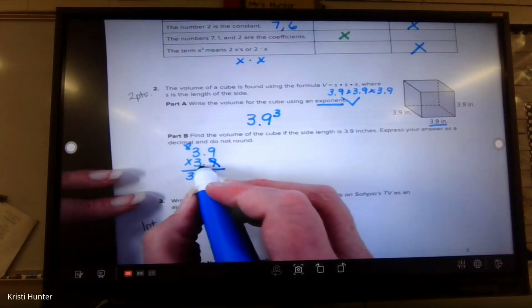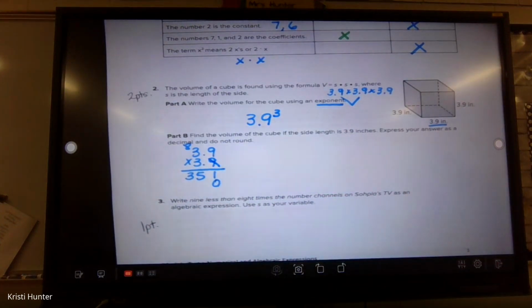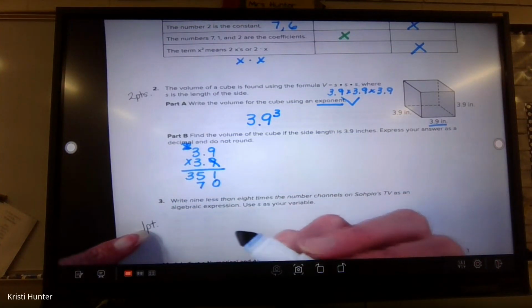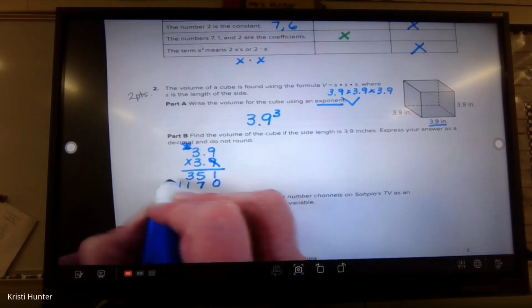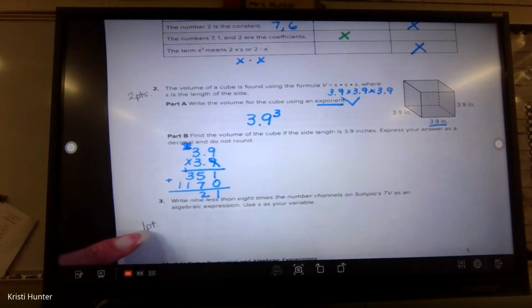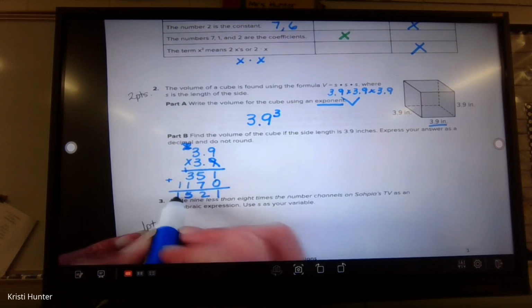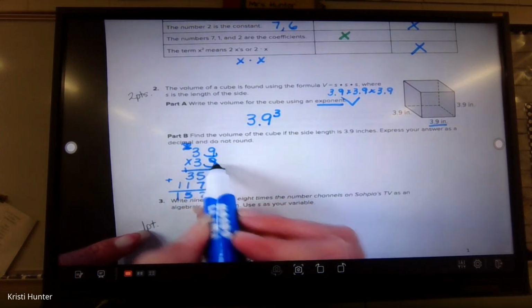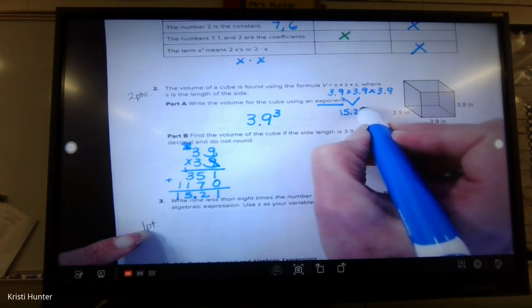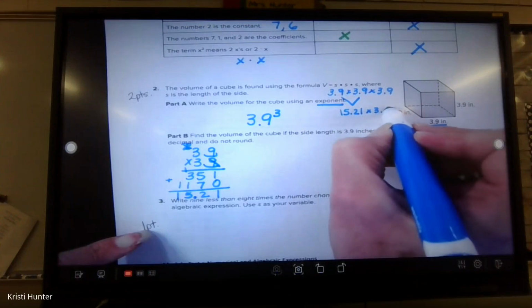Ready for the 3, but don't forget, hold your place. 3 times 9 is 27, so carry that 2. 3 times 3 is 9, plus 2 makes 11. And now we just need to add. So we get 1, 2, then 3, 4, 5, and 1. We have 2 decimal spots. So this was 15.21.